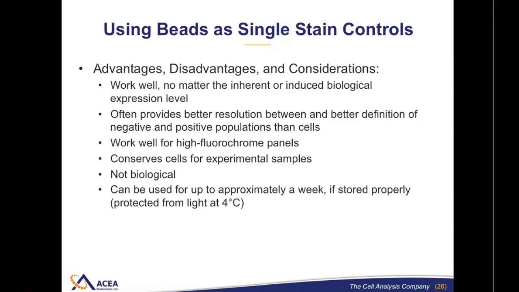So beads work well for high color panels, especially because bead samples might be more straightforward to prepare than cell samples, and in addition, they're going to conserve your cells for your experimental samples. However, beads are not biological, so if that is important in your particular model or your experiment, you may need to consider how that would affect your outcomes of interest and then potentially shift towards using cells. Finally, bead samples can often be used for perhaps about a week if they're stored properly, although this isn't ideal if you're using tandem fluorochromes because of the stability concerns.